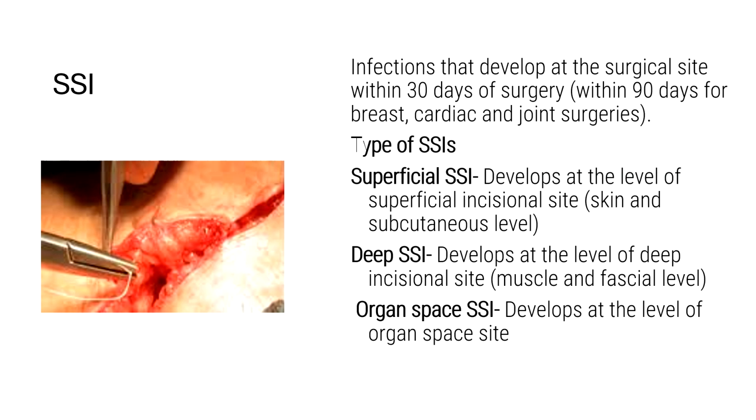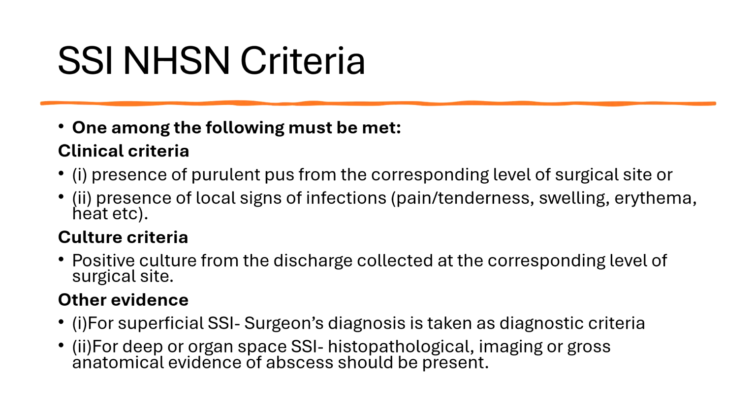The name suggests its explanation. Superficial means it involves the superficial incision site like skin and subcutaneous tissue. Deep involves the deeper level like muscle or fascia. And organ space means the infection is at the organ space site.